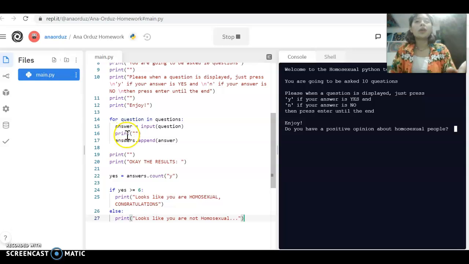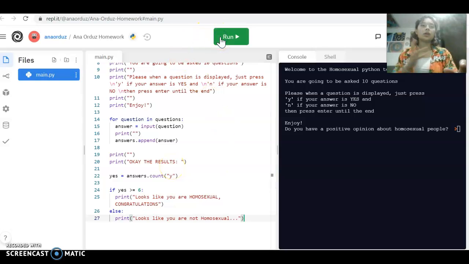So inside this for, we have this answer equals input. Basically what this input does is wait for the person to enter the answer so that it can continue. So yeah, that's what it is. And also this empty print, as I said before, is just for aesthetic purposes. And next we have this print also for aesthetic purposes. And we have this print. Okay, the results. I'm going to run the code now so you can see it.